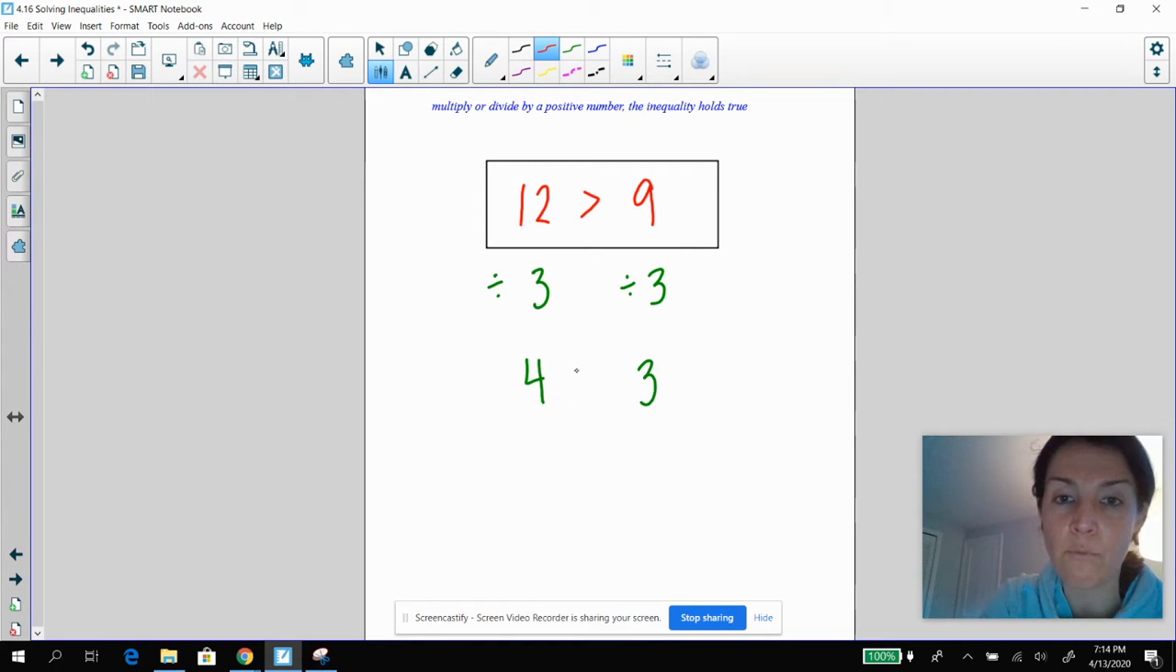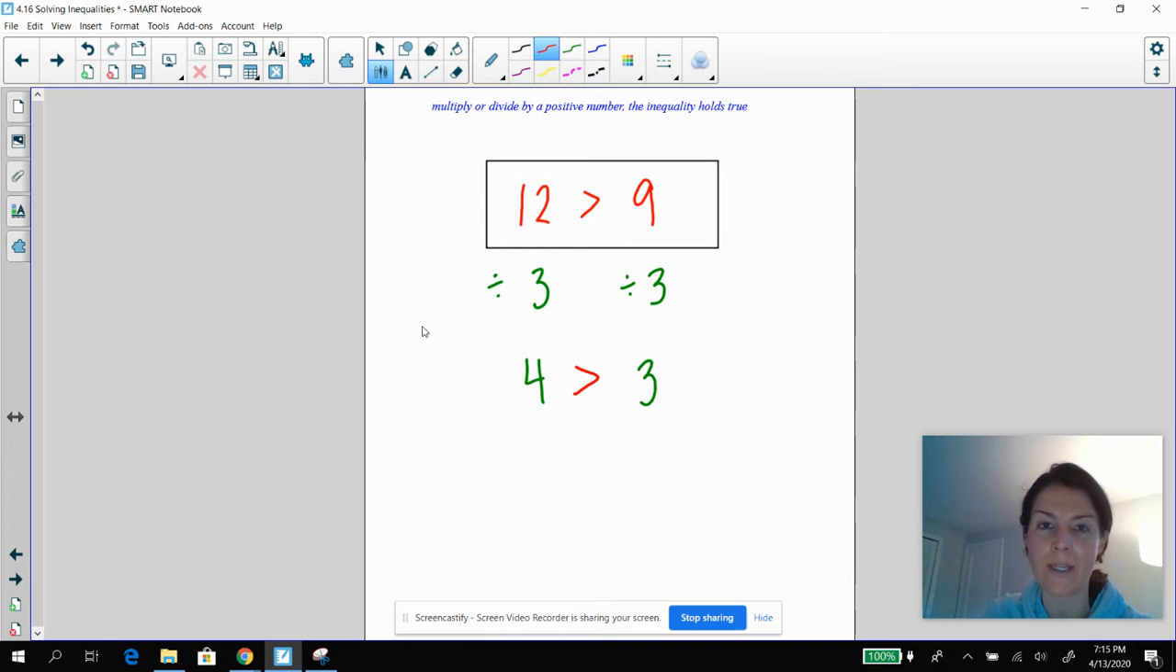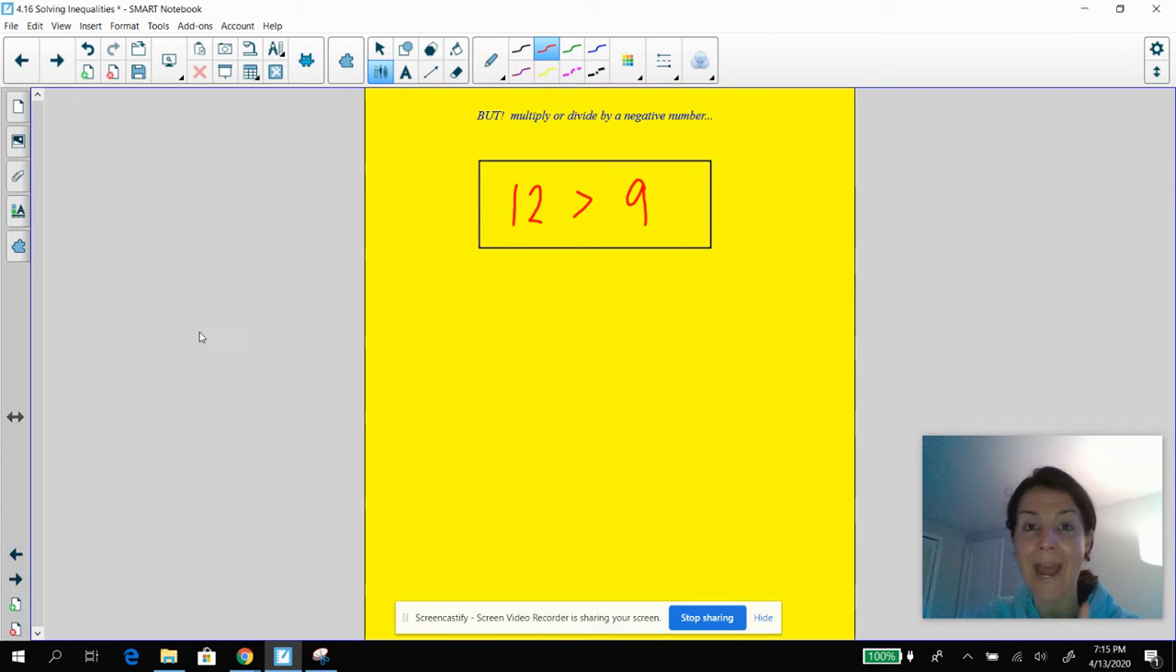The same is true here. 4 is still greater than 3. So if you multiply or divide by a positive number, you're not changing the value of that inequality at all. But something happens when you multiply or divide by a negative number.